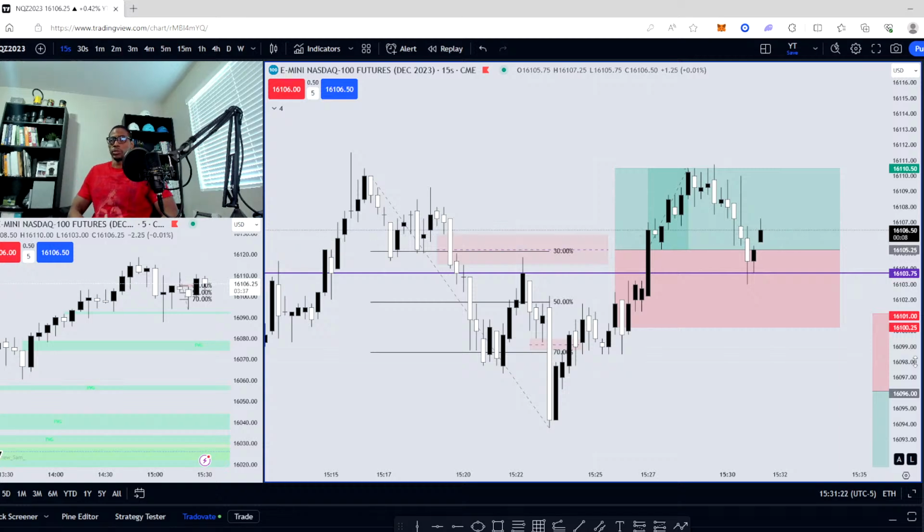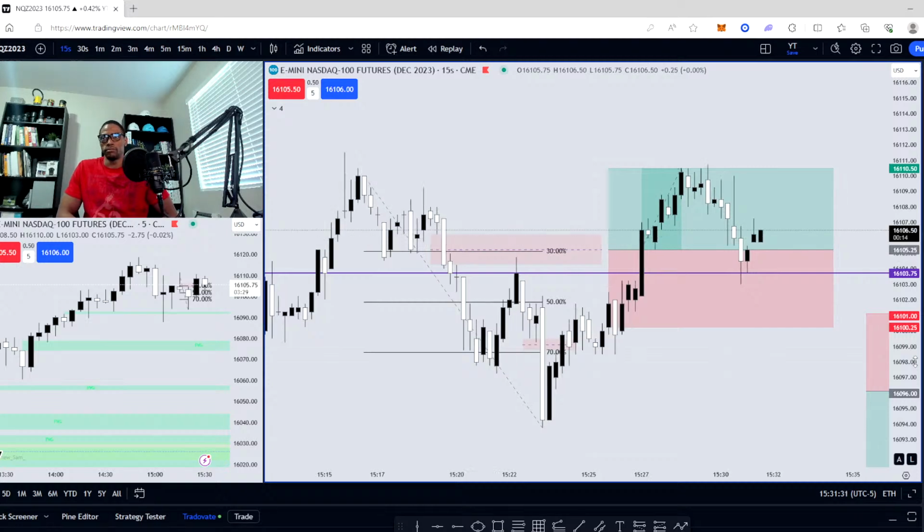So the 15-second will give you many more entries that the 30-second will not. For me, it just moves a little too fast, and it changes directions equally as fast. And so I prefer the 30-second, but either works. You can use this on any time frame.